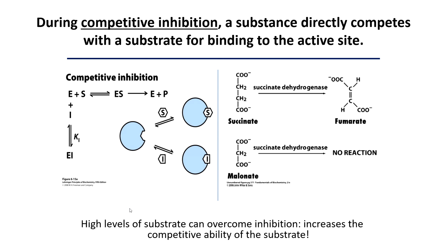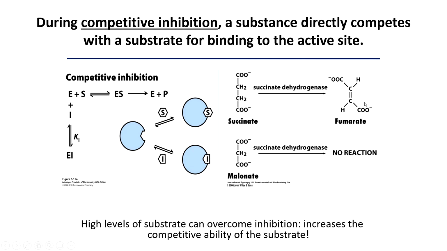An example of a competitive inhibitor in our body, a biological competitive inhibitor, is the competitive inhibitor for succinate dehydrogenase. This reaction is part of a metabolic pathway called the citric acid cycle. Succinate is the substrate, fumarate is the product, and the enzyme that catalyzes this reaction is succinate dehydrogenase.